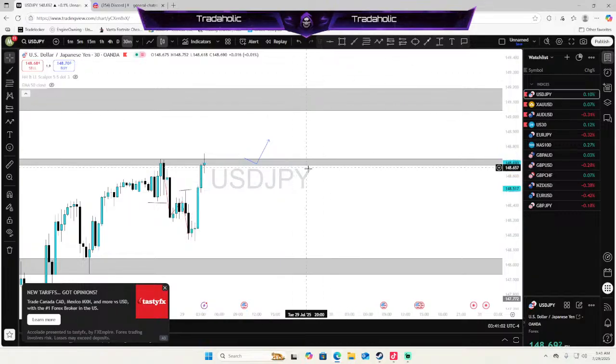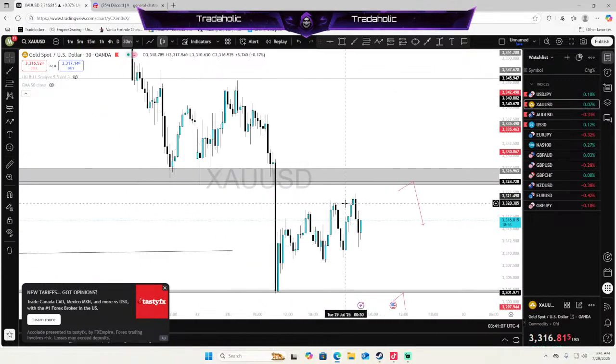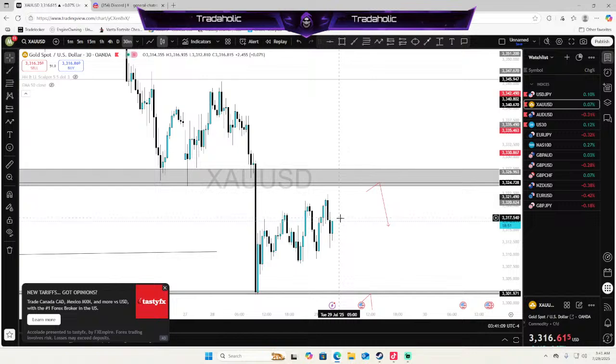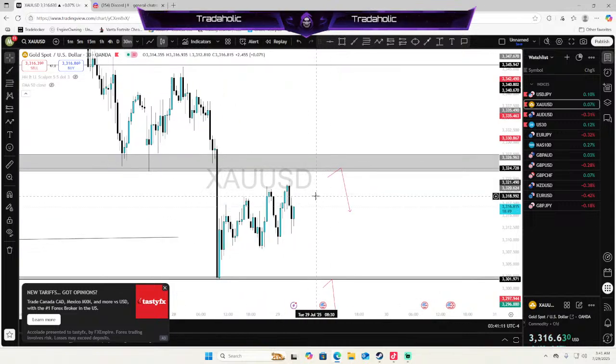Check gold. Can you check gold? Yes, I'm looking for gold sales. This is my gold chart right over here. I'm looking for gold sales, but I need price to pull back into this area first.